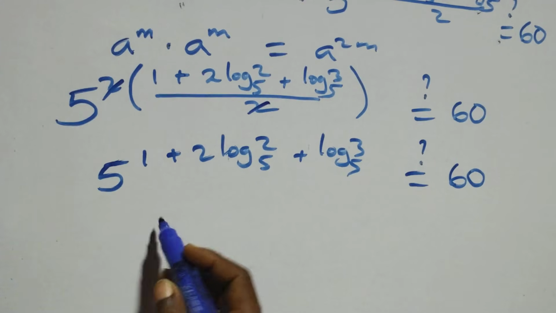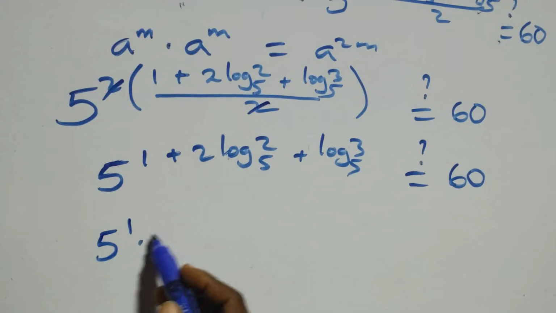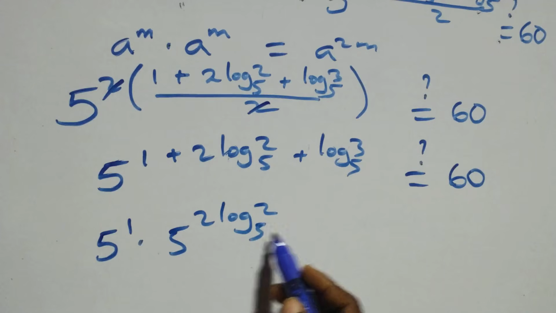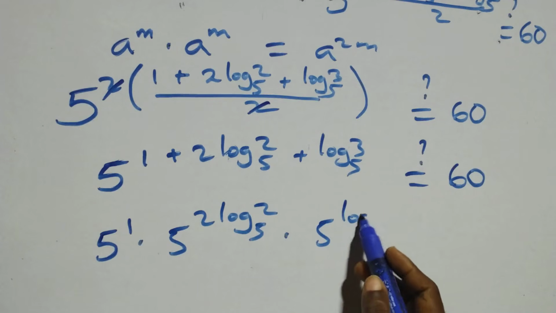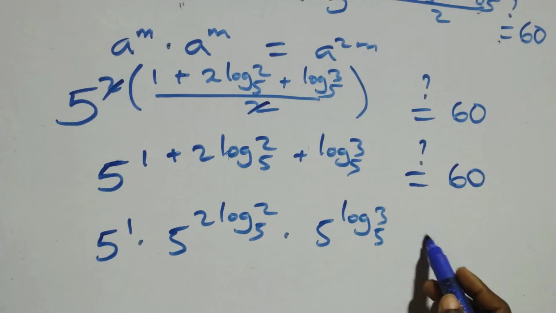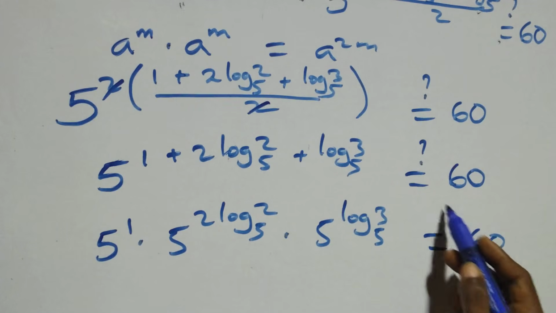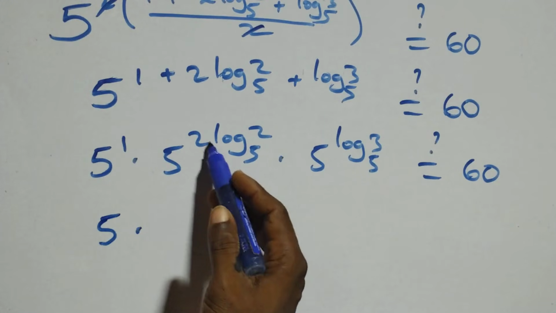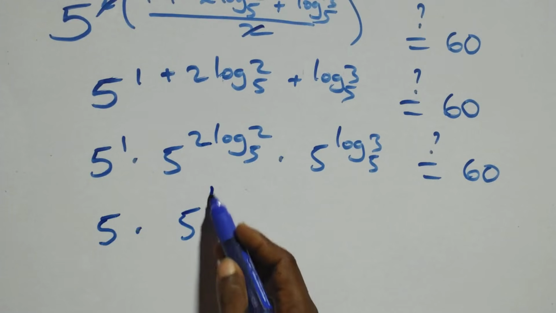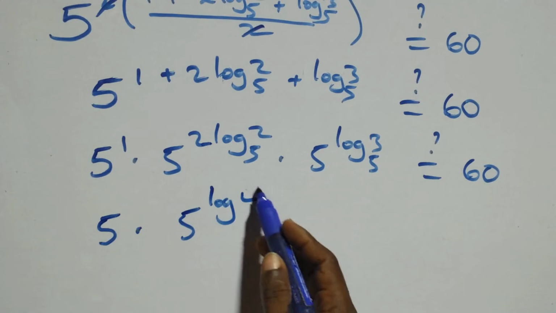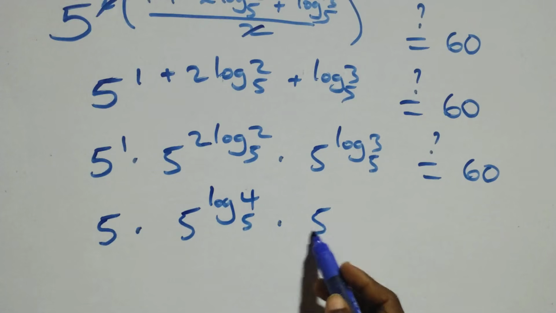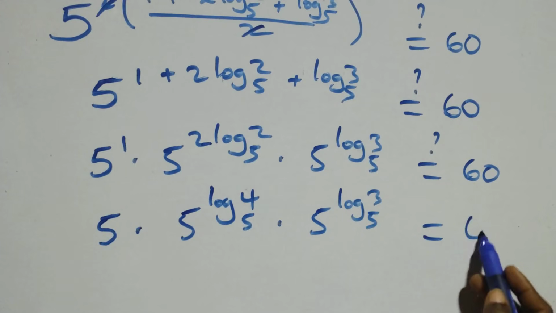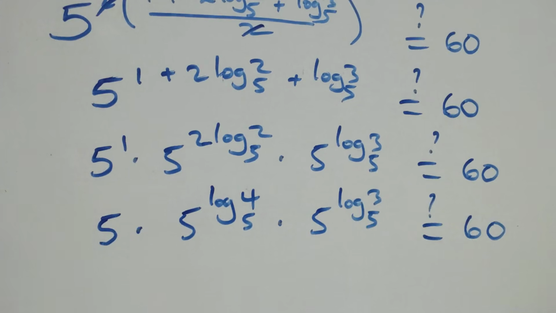And we apply law of indices. We have 5 raised to power 1 times 5 raised to power 2 log 2 base 5 times 5 raised to power log 3 base 5, is it equal to 60 on this side? 5 raised to power 1, that's 5 times. Here we reverse this 2 from power log. We have 5 raised to power log 2 squared, which is 4, times 5 raised to power log 3, is 3. Is it equal to 60 on this side?